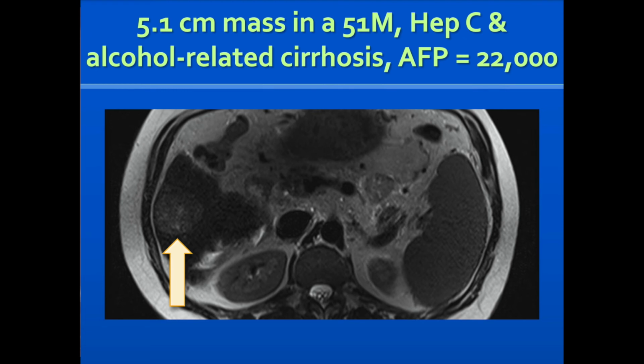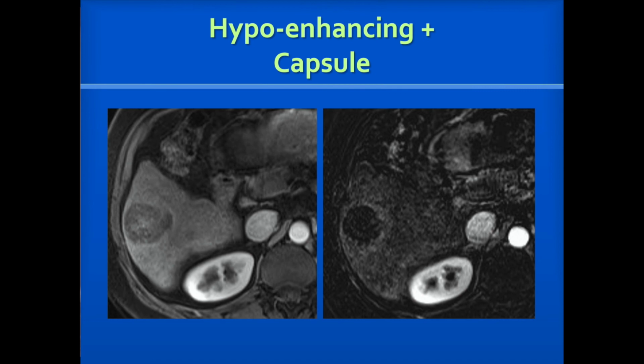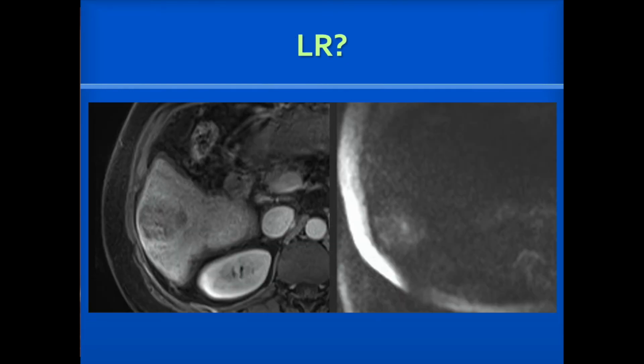Another alcoholic cirrhotic with a 5 centimeter mass in a 51-year-old male with Hep C, and the AFP level is 22,000. So on T2, there's a subtle T2 hyperintense mass. On pre-contrast, we can see that the mass is predominantly hypointense, although there may be some internal areas of hyperintensity. There is no arterial phase hyperenhancement, but we do see a capsule that enhances and persists. There is restricted diffusion. So what would be the LI-RADS class here?